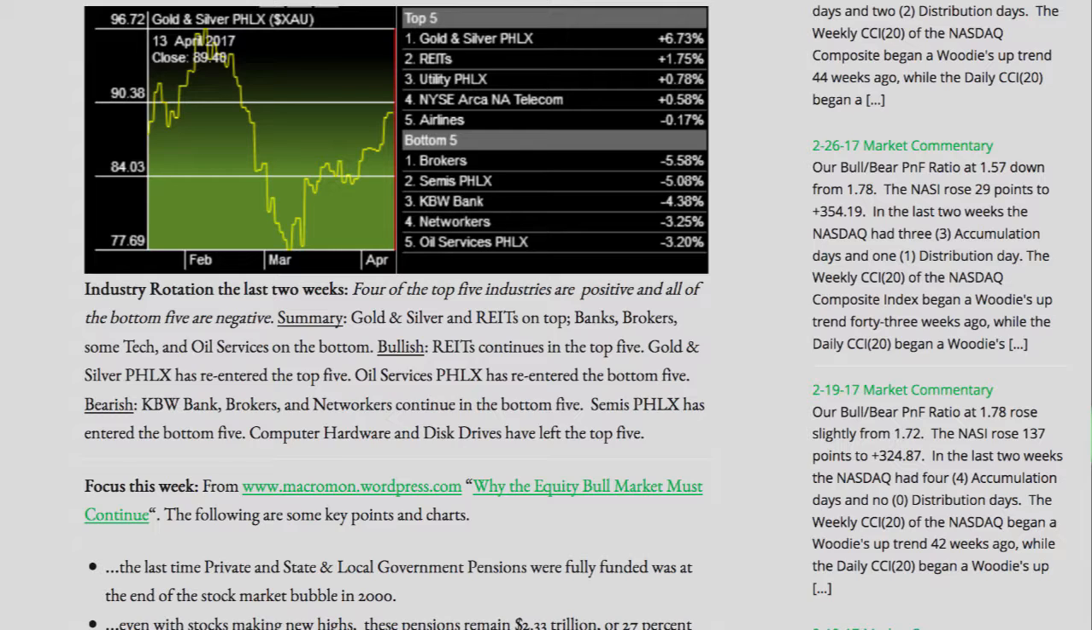Bearish, KBW Bank, brokers, and networkers continue in the bottom 5. Semis has entered the bottom 5. Computer hardware and disk drives have left the top 5.